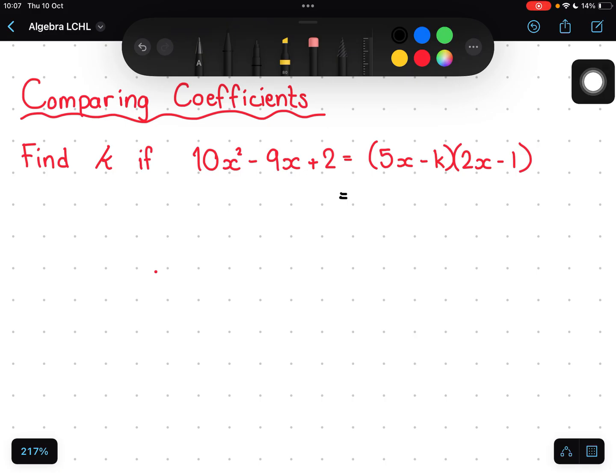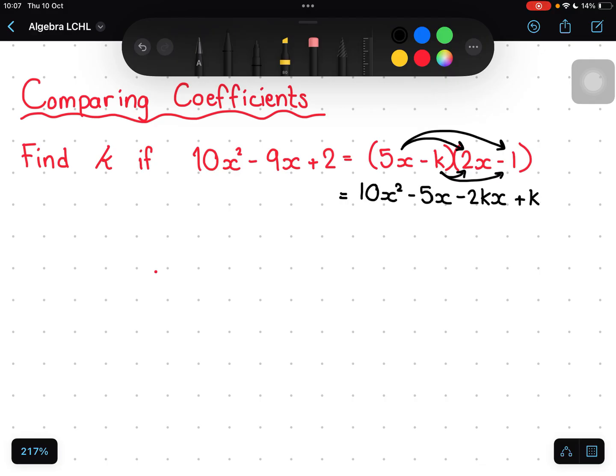So I'm going to do the first by first, first by second, second by first, second by second. Okay, so everything in the first bracket is multiplying everything in the second bracket. So I will get 5x by 2x and then 5x by a minus 1. And then the minus k will multiply everything. So that's minus 2kx and a plus k at the end.